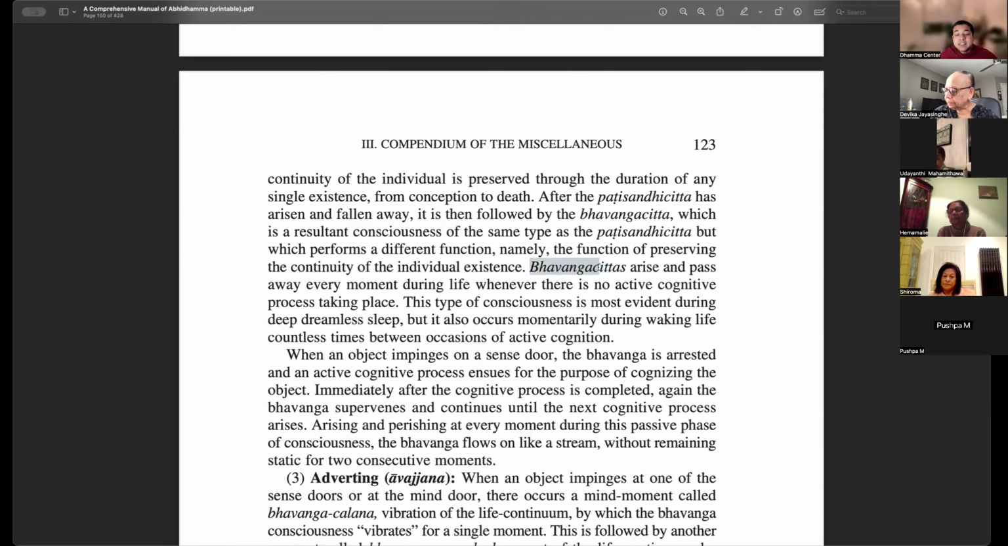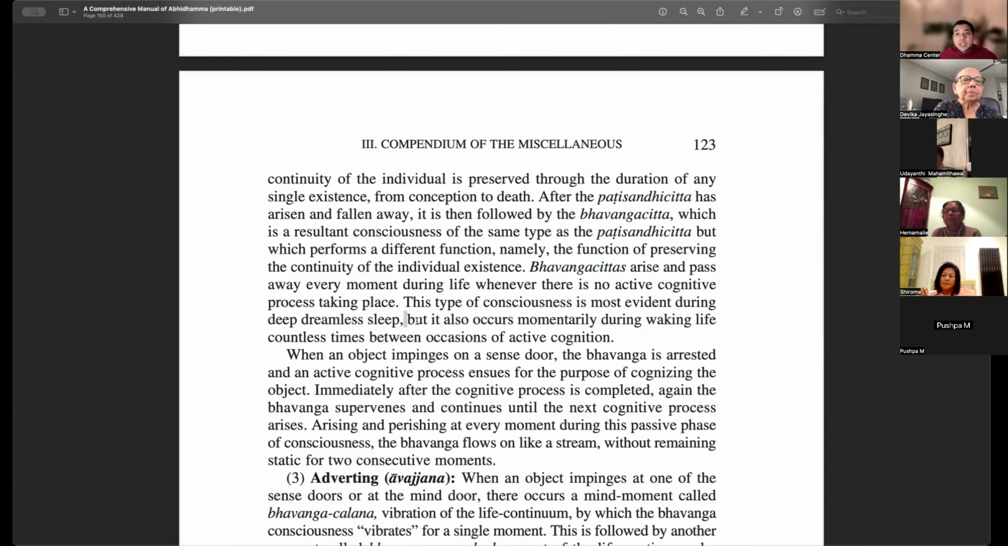That connectedness of mind as one sees it is because of Bhavanga Chittas, which have ensured the continuity of the mind. This type of consciousness is more evident during deep dreamless sleep. This only happens, it says, in deep dreamless sleep.